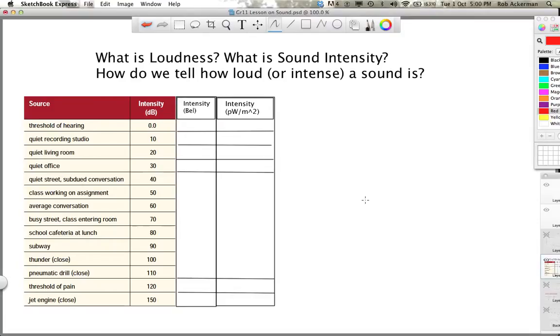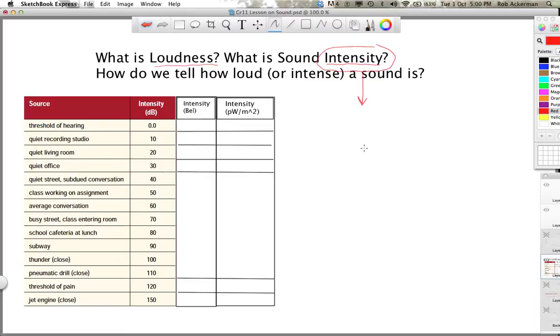One thing that we often talk about when we're talking about sounds is how loud they are. And some people also use the term intensity. What is loudness? What is intensity? Are they related? The answer is yes. And we're going to start off by talking about what's called intensity.